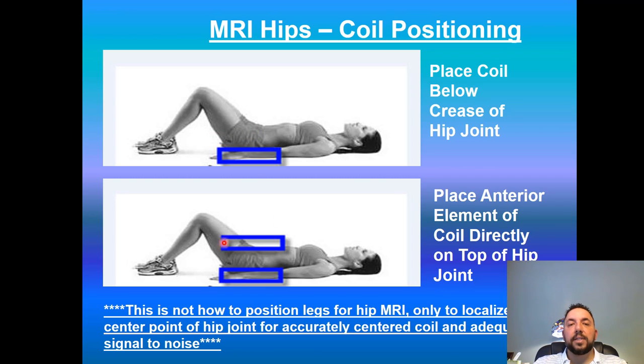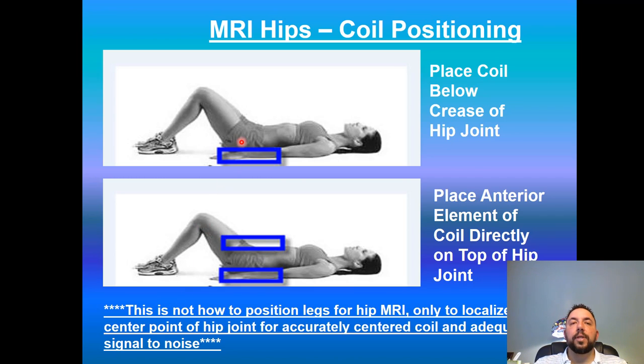Then I put the anterior coil over the front of that so that your coil elements are matching, and I have them bring their feet down, tape their feet together. Every single time I'm scanning a hip, I'm centered perfectly to the coil, and guess what? I don't have to touch them. So again, this is not how you position them for a hip MR.